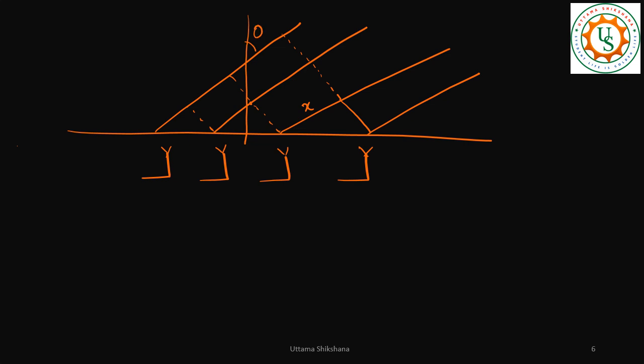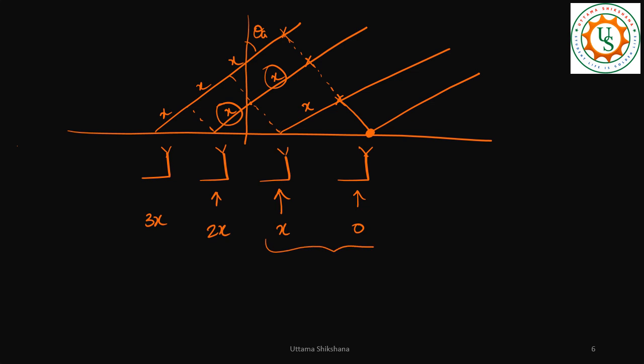So this is my theta. This is x, this is x, this is x. The signal from this antenna should travel the distance x extra compared to this one. This is just the starting point, it has not even started. This one has to travel x distance. If you see this point, x plus x is 2x. Similarly, this point has to travel 3x distance.